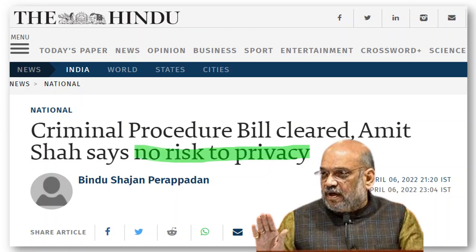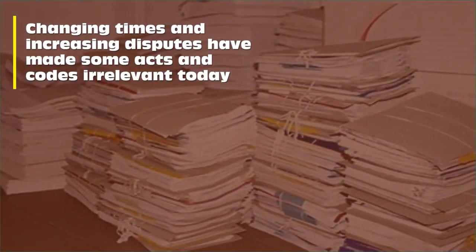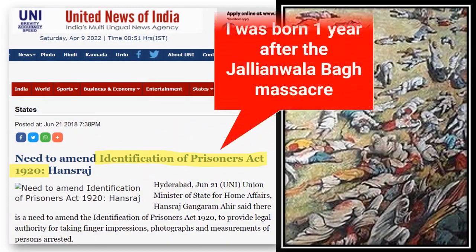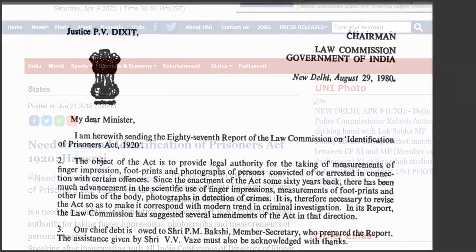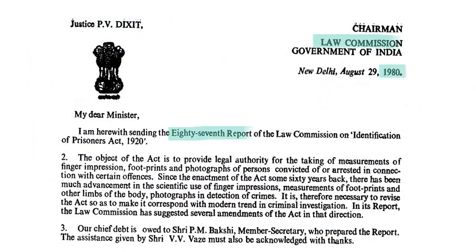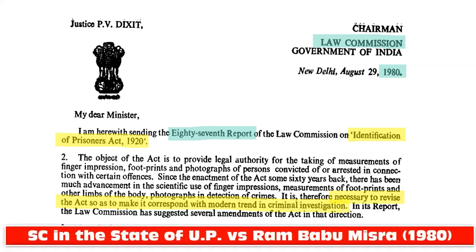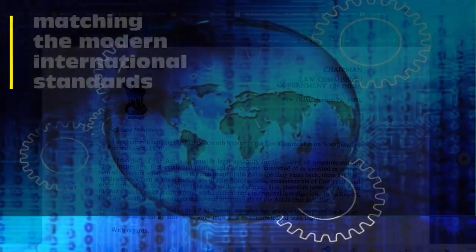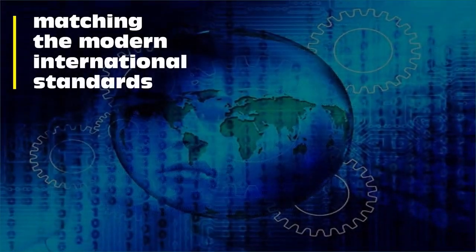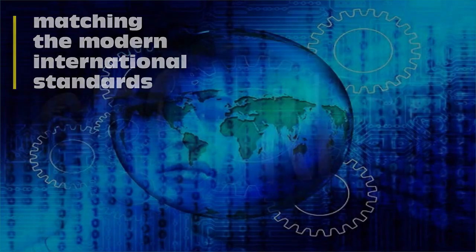What does the government have to say about these issues? Changing times and increasing disputes have made some acts and codes irrelevant today. One such act is the century-old Identification of Prisoners Act of 1920. The 87th report of the Law Commission of India and the Supreme Court judgment in Ram Babu Misra had suggested the need to amend the statute. That explains the rationale for bringing a bill matching the modern international standards.